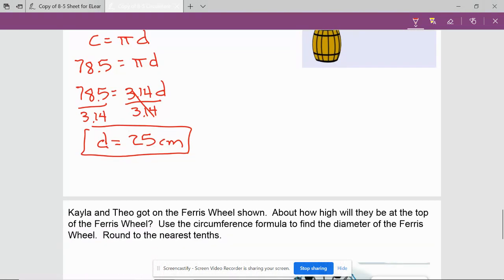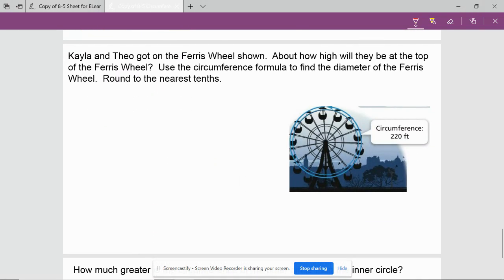Let's go on to the next one. We've got a Ferris wheel with a circumference of 220 feet. So Kayla and Theo got on a Ferris wheel that is shown in our picture. About how high will they be at the top of the Ferris wheel? So use the circumference formula to find the diameter of the Ferris wheel, rounding to the nearest tenth. So we want to know what the diameter is. That's the line right through the middle, that line right there. So we're going to use our circumference equals pi times diameter. That's the formula we use.